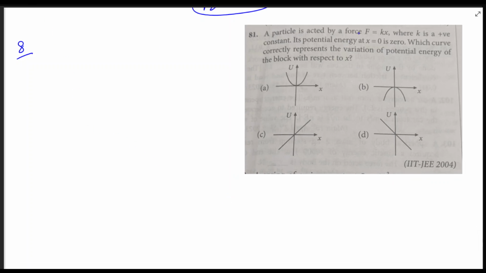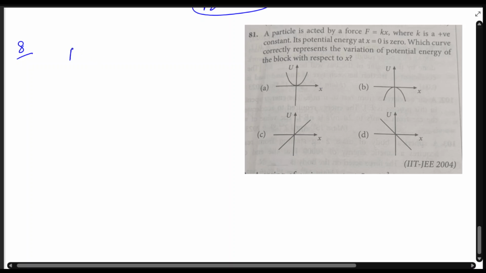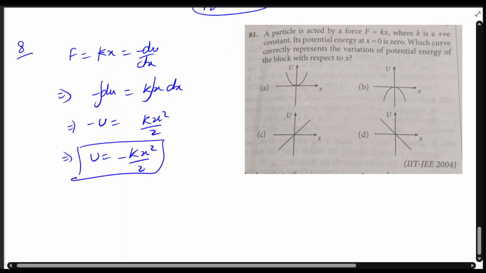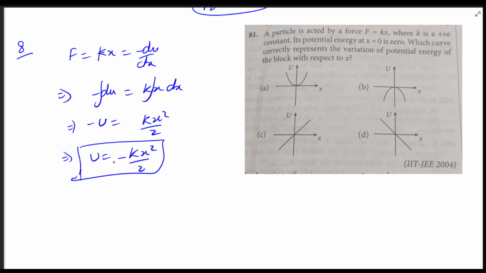Okay. So again, a force and U versus x. So force is minus kx, which is minus dU by dx. So similarly, we can find minus dU, integration will be kx dx. So we will get U as minus kx square by 2. Yes. So U will be kx square by 2 with the negative sign, right? So it's an equation of a parabola which is downward. So B will be the correct option, right? Perfect.